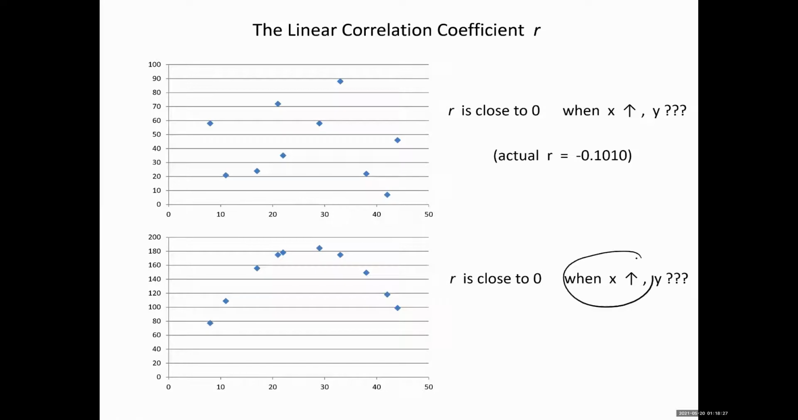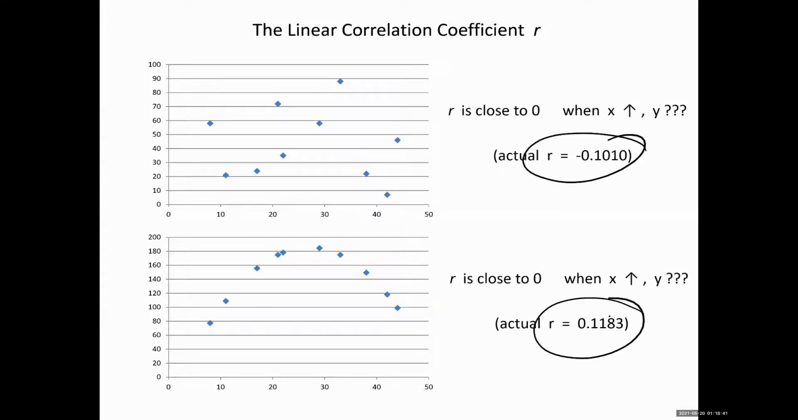When X increases, what happens to Y? I don't know. It goes up and then it goes down. Then I calculated the R for this one and it turned out to be positive 0.1183. Again, pretty close to 0. So just looking at R lets me know it's not that close to a line. Whatever the scatter plot looks like doesn't really look like a line. But if it's close to 1 or close to -1, then the dots look like a line with a little bit of scatter. That's the idea.